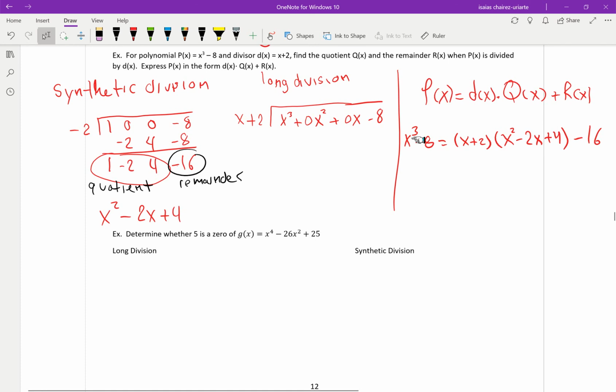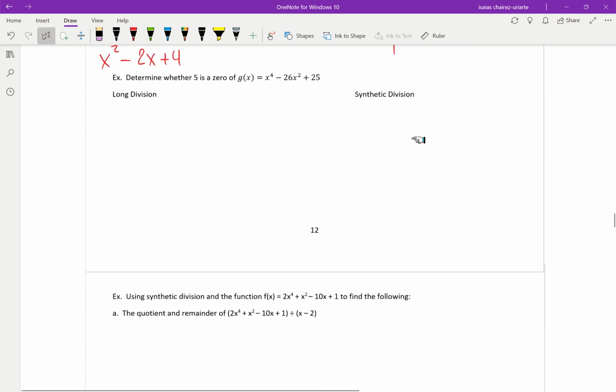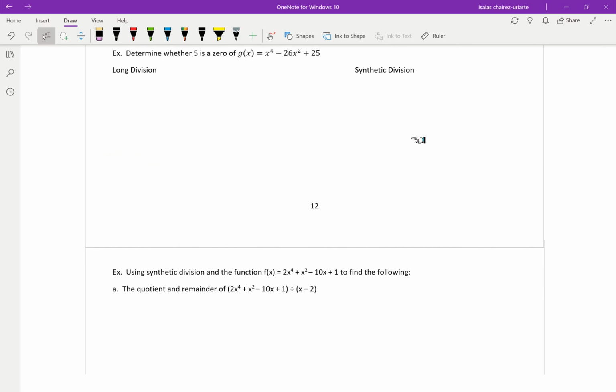All right, let's try the next one. Let's try actually these two next examples here. So determine whether or not 5 is a 0 of this polynomial, and use either long division or synthetic division to figure it out. And then on the next example, use synthetic division. So here you gotta use synthetic division and this function to find the following. Find the quotient and remainder of this division. So pause the video and try these two problems on your own.